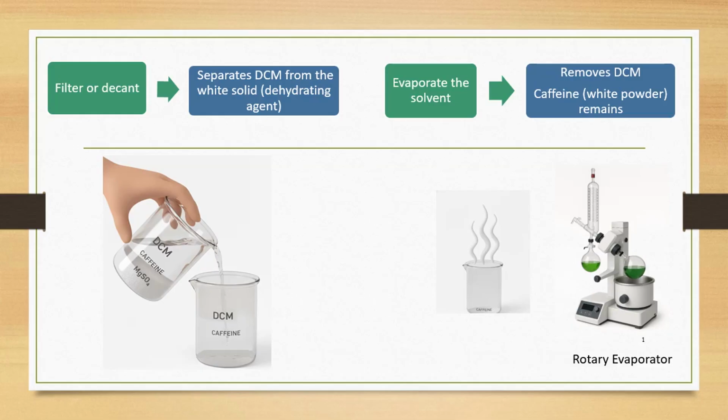The next task is to remove the solvent itself. This can be done by gentle heating in a fume hood, or more efficiently with a rotary evaporator, which uses heat, rotation, and vacuum to speed up evaporation. What remains after the solvent is gone are crude caffeine crystals.